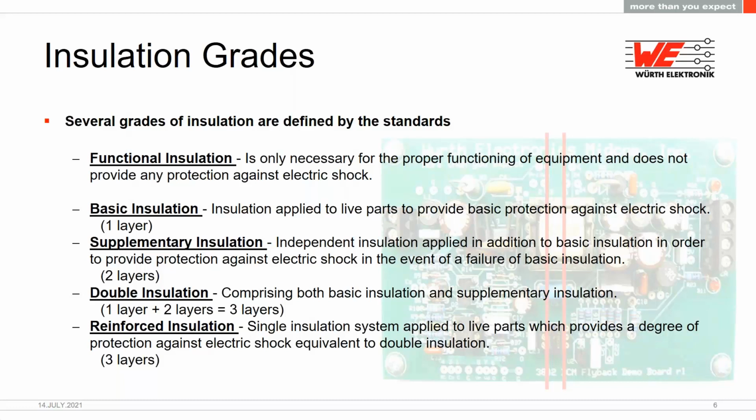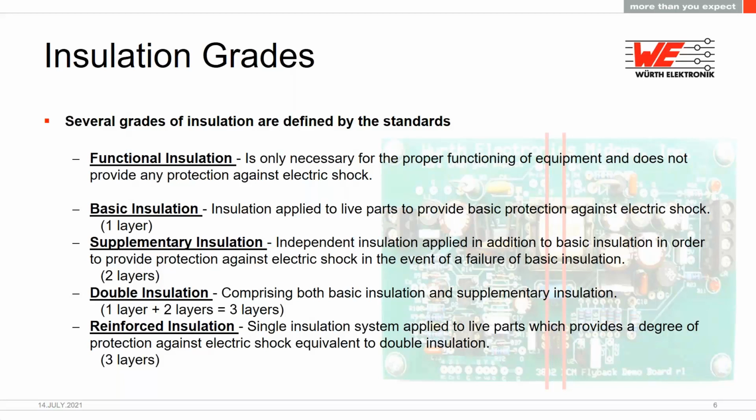We typically only use supplementary insulation when there is another level of basic insulation provided somewhere else in the end application. The combination of basic insulation plus supplementary insulation is known as double insulation. The term double insulation just simply refers to having 2 separate and independent means of insulation. The supplementary insulation itself is just there to provide a second means of protection in case the basic insulation were to fail. I like to think of double insulation as providing the basic, or 1 layer, plus supplementary, or 2 layers, for a total of 3 layers of insulation.